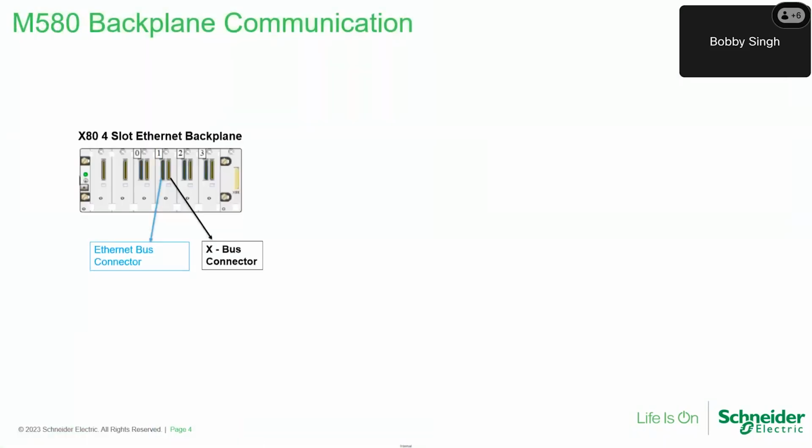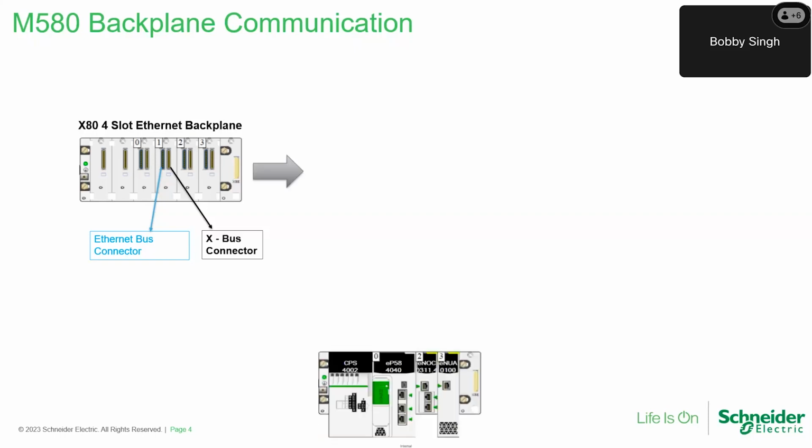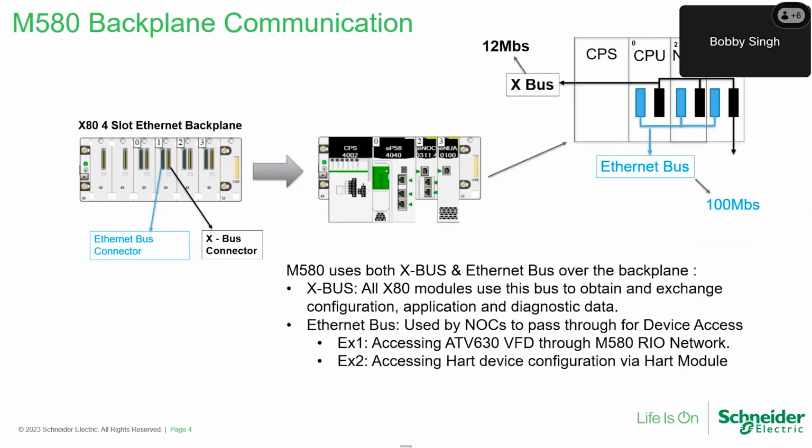All right, let's go over some basic information on how the M580 controller communicates and exchanges data over the backplane. It's important for us to understand the difference between the X bus and Ethernet bus, since we will talk about it throughout this presentation. If we take a look at this empty 4-slot Ethernet backplane, you can see all 4 slots have 2 connectors. You have an Ethernet connector on the left side for the Ethernet bus and an X bus connector on the right side for the X bus. M580 uses both the Ethernet bus and X bus for communications to obtain and exchange data between many X80 I/O modules and communication modules that are installed in each slot.